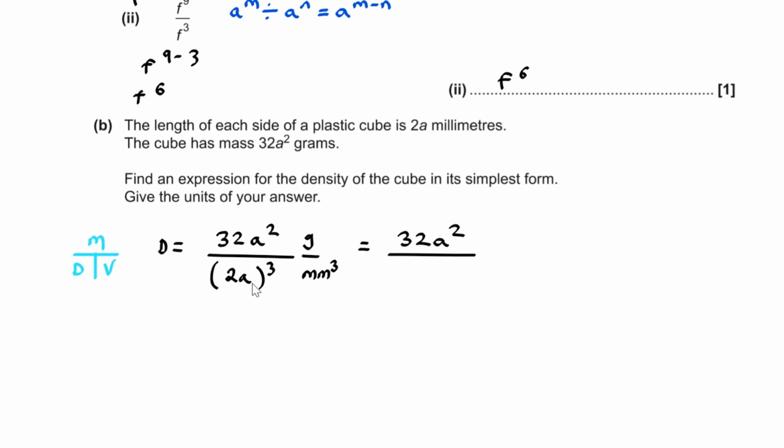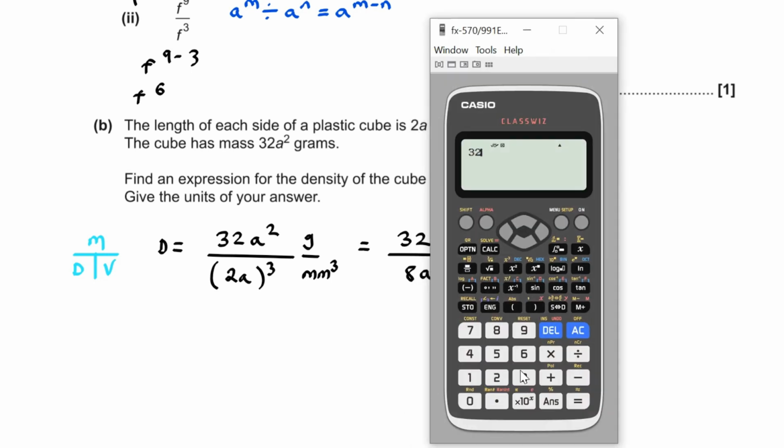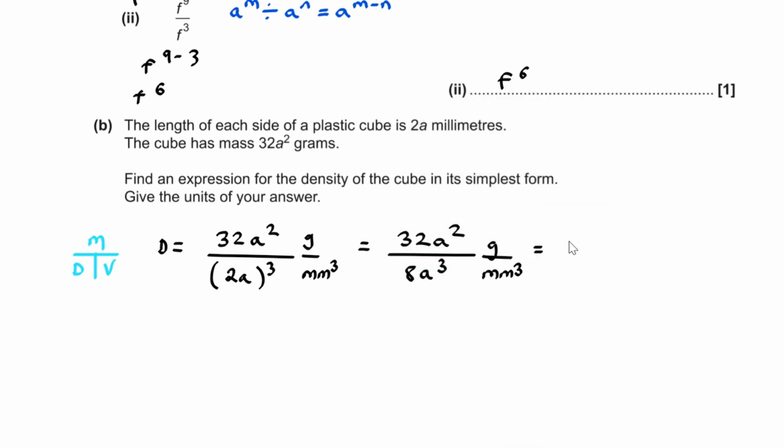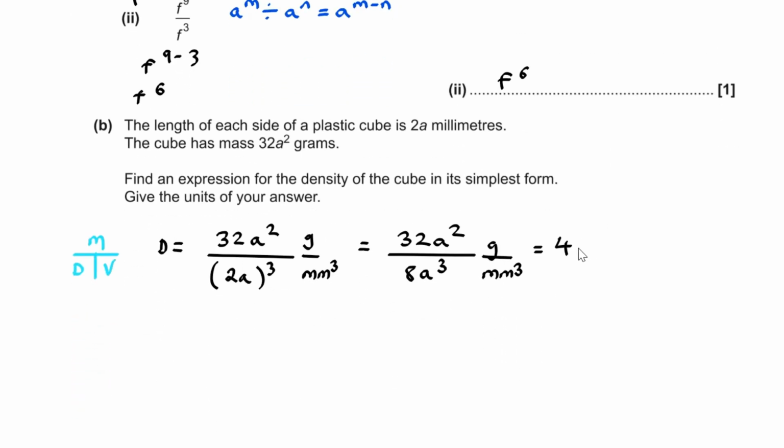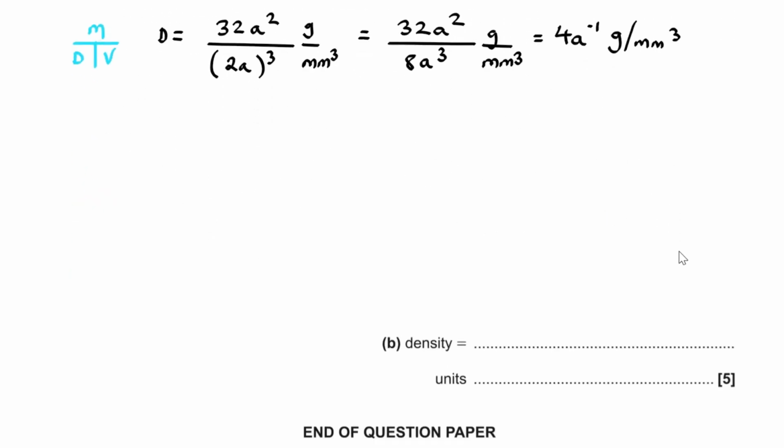So therefore we would have 32a squared divided by, well, 2a all cubed, that's 8a cubed, and the units are grams per millimeter cubed. So 32 divided by 8, that's 4. And then here we've got a squared divided by a cubed. Well, using a similar law to what we said here, we subtract the powers. 2 take away 3 is minus 1. So here we've got 4a to the power of minus 1, and the units are grams per millimeter cubed.